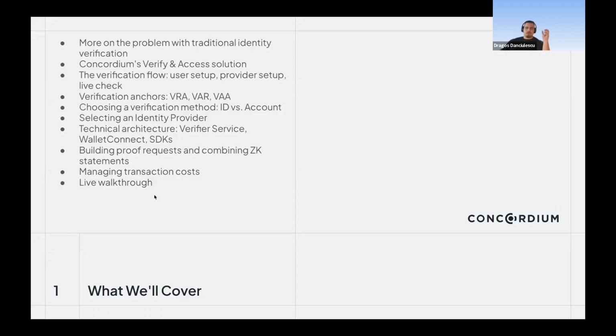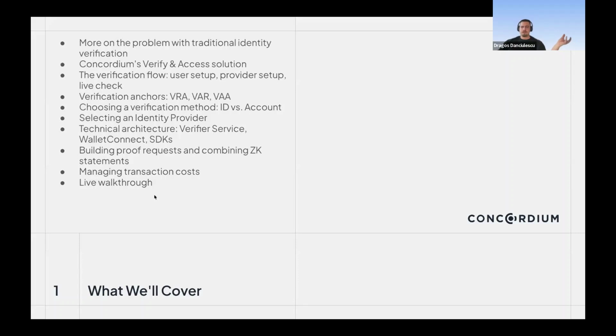Now, we'll mention again a bit more on the problem with traditional identity verification. Then we'll showcase the verifying access solution that Concordium provides. We'll talk about the verification flow with the user setup or provider setup. We'll talk about the verification anchors. Those are something quite interesting that you can do with zero-knowledge proofs. We'll get around to that later. Talking about choosing a verification method, so ID versus account. We've said before that initially you will get a Concordium ID, but then you can create an account from that.